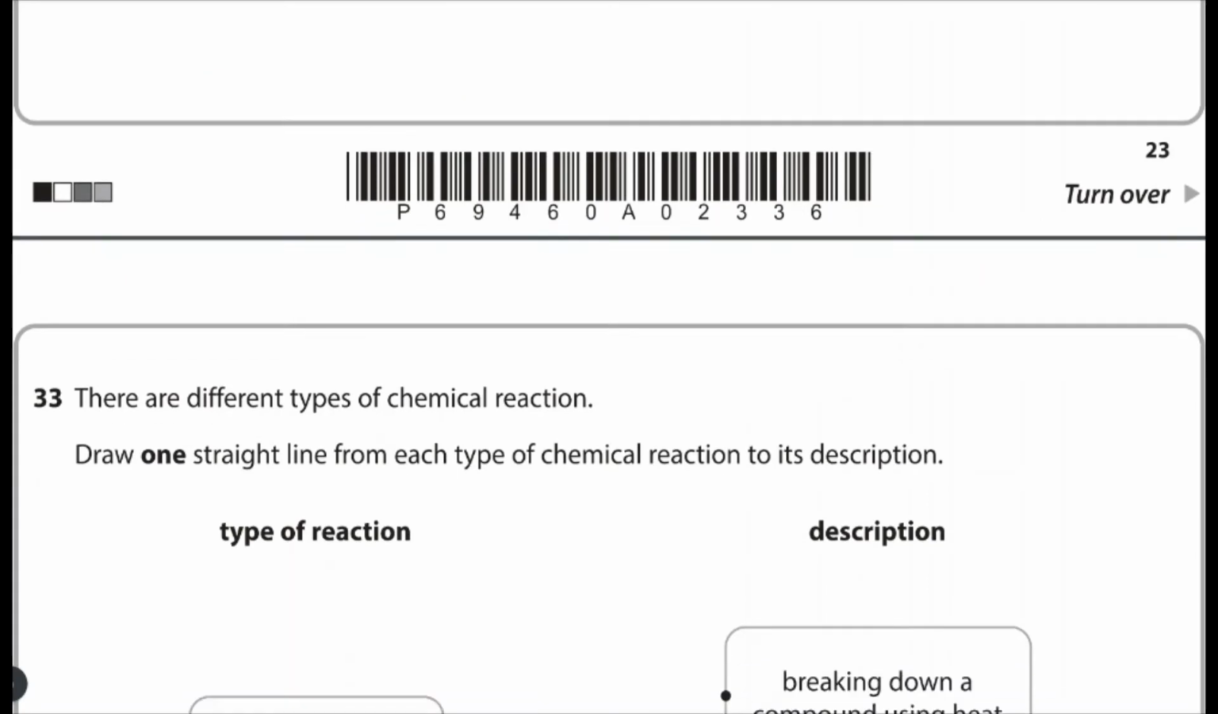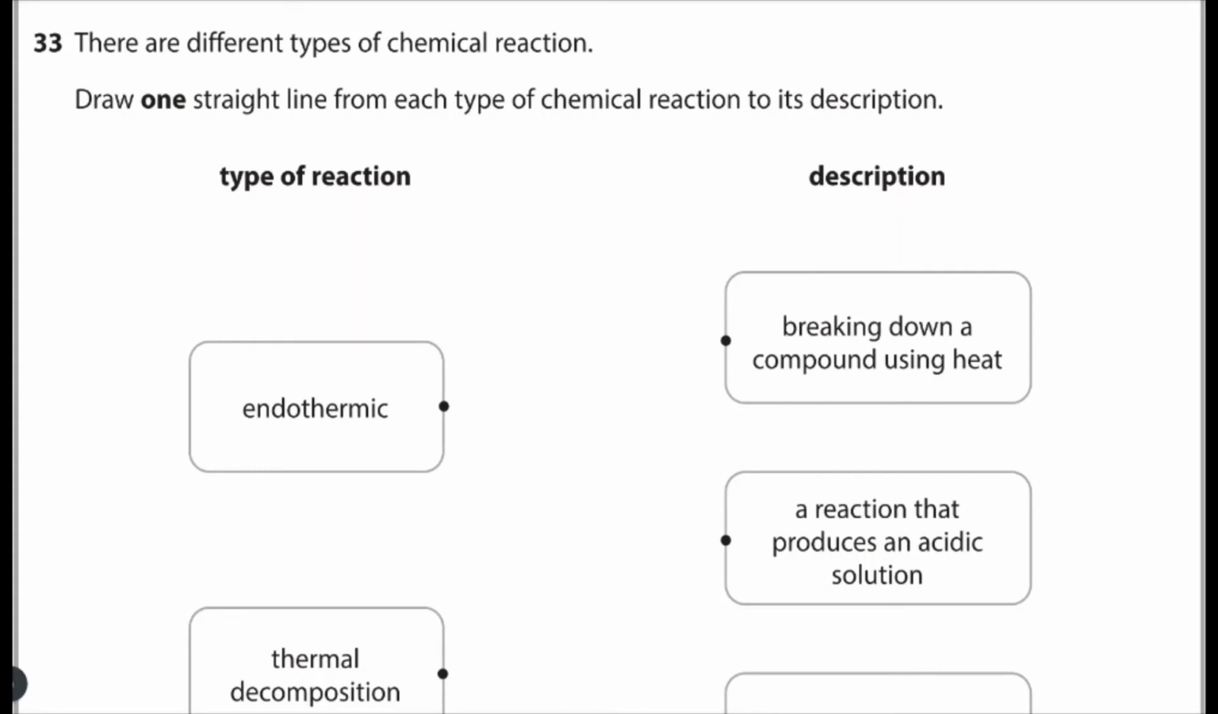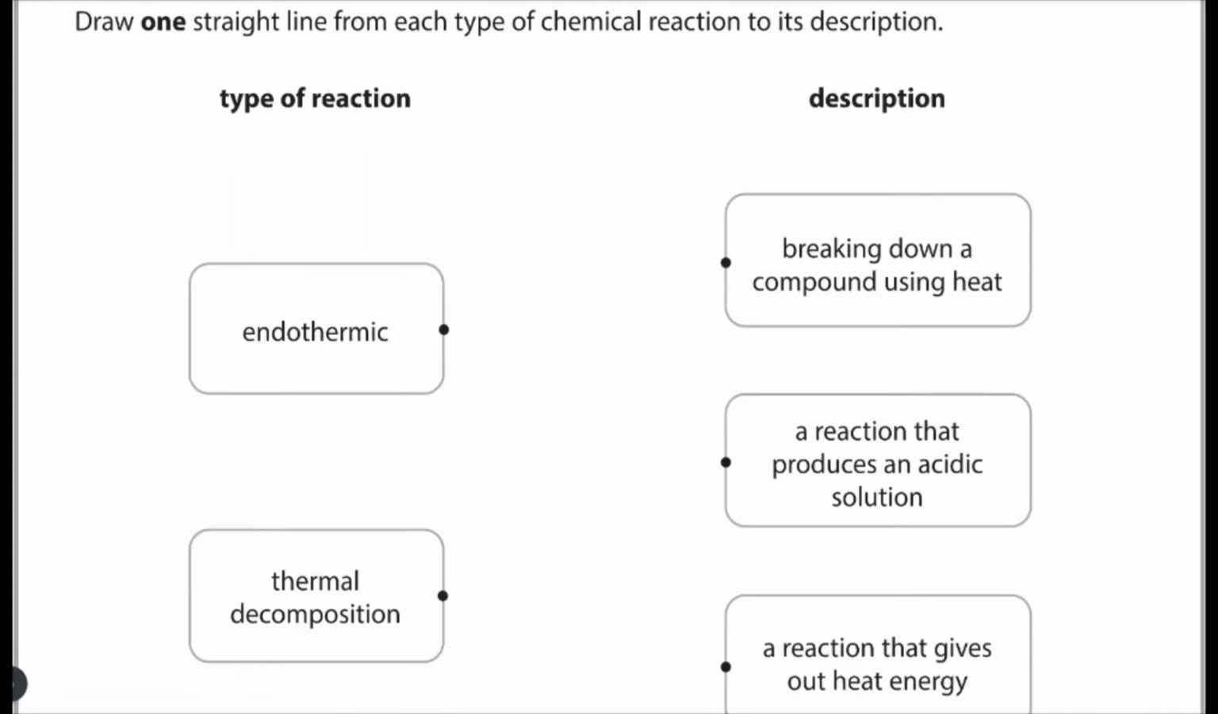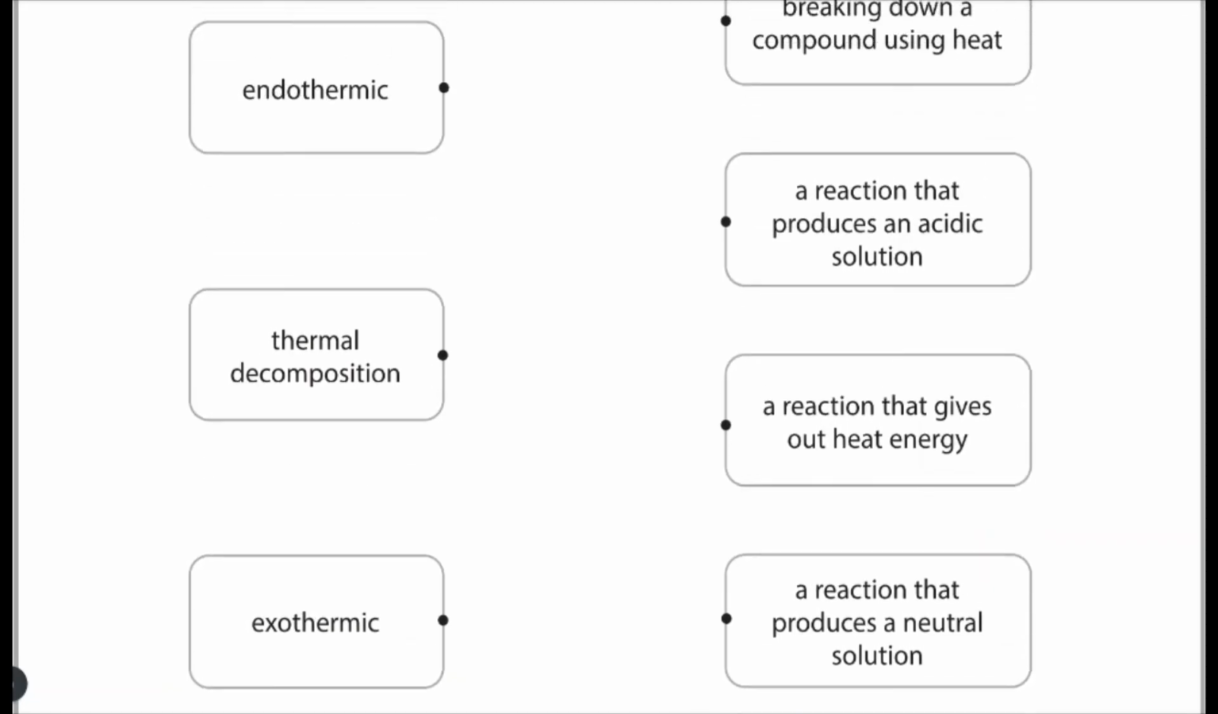Next, 33. There are different types of chemical reaction. Draw one straight line from each type of chemical reaction to its description. They have given endothermic, thermal decomposition and exothermic. Endothermic means energy is entering in, exothermic means energy is going out, and thermal decomposition means energy is taken in and it breaks down the compound into other smaller compounds or molecules.